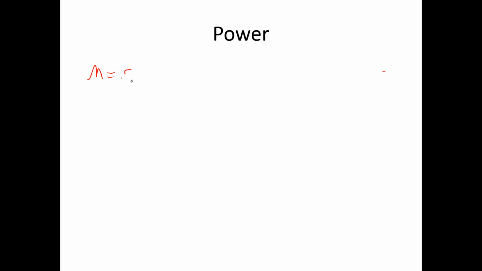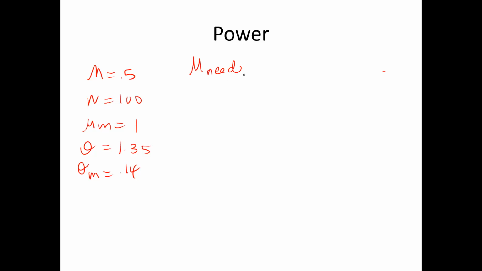So I have my sample mean is 0.5. My sample size is 100. My population mean is 1. My standard error is 1.35. I'm sorry, standard deviation is 1.35. Standard error is 0.14. The second thing you do is you calculate what mean I would have needed to reject the null.